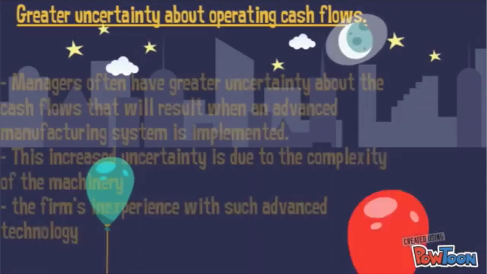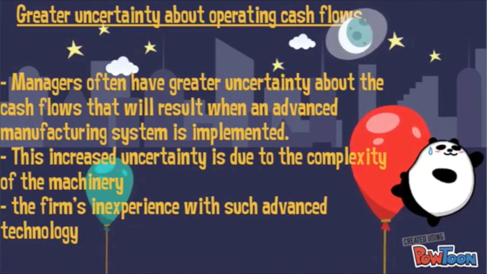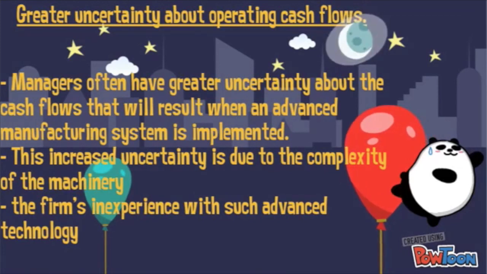Greater uncertainty about operating cash flows. Users often have greater uncertainty about the cash flows that will result when an advanced manufacturing system is implemented. This increased uncertainty is due to the complexity of the machinery and the firm's inexperience with such advanced technology.